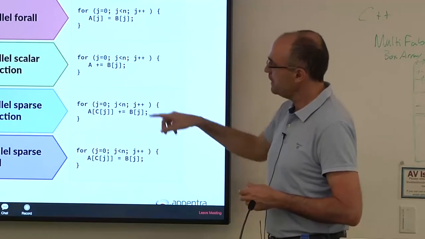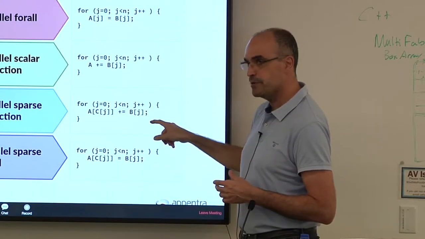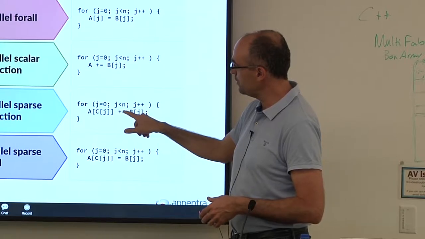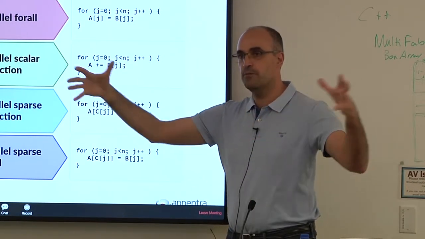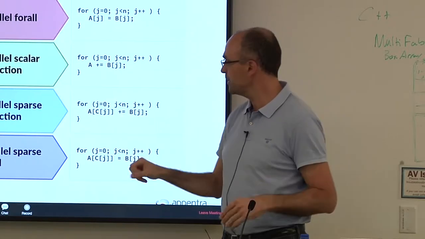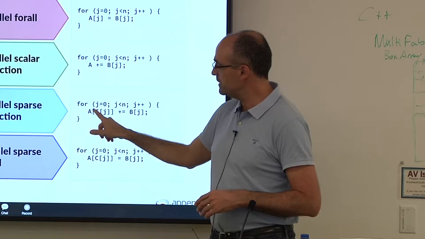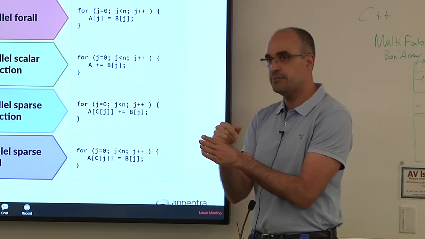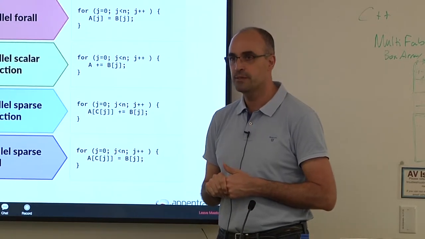Okay? A sparse reduction is a reduction again. We have a set of values. These values are reduced, but instead of reducing all of them to one single scalar value, we reduce them to a set of values. Why is this set of values called sparse? Because the elements that are updated depend on something that we don't know until runtime.